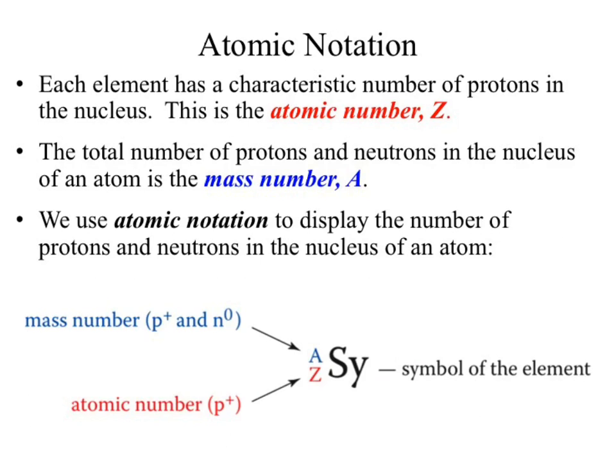Within our atomic notation, better referenced as nuclear notation, you take the symbol of your element. Your mass number is specified in the upper left-hand corner. Lower left-hand corner is the atomic number. The atomic number tells you the number of protons directly. The mass number tells you the number of neutrons indirectly, because it tells you protons and neutrons. So you have to do a calculation to determine the number of neutrons.